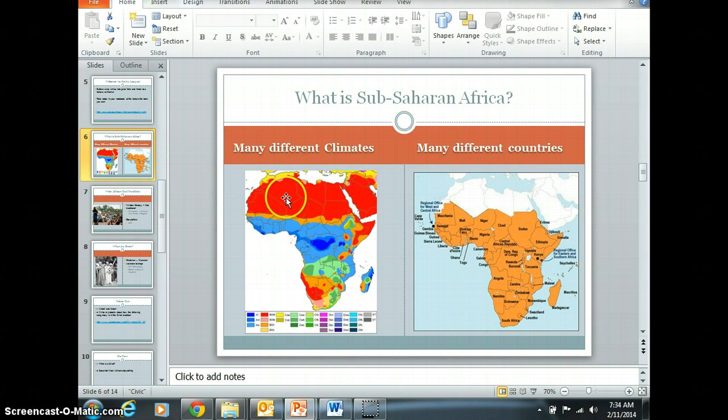Now, I'm looking at my climate map right here. One thing I notice is that in this part of Africa, there are a lot of different climates. South, we get the blue, we get the greens, there's rainforest, savanna, even some desert down here. Here it's red. What that means is this is more of a uniform climate region, or uniform geography. This is the Sahara Desert. Mainly it's hot, it's dry.